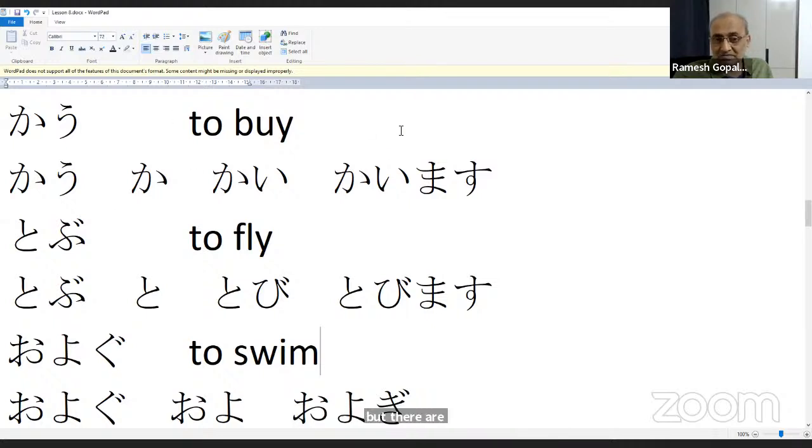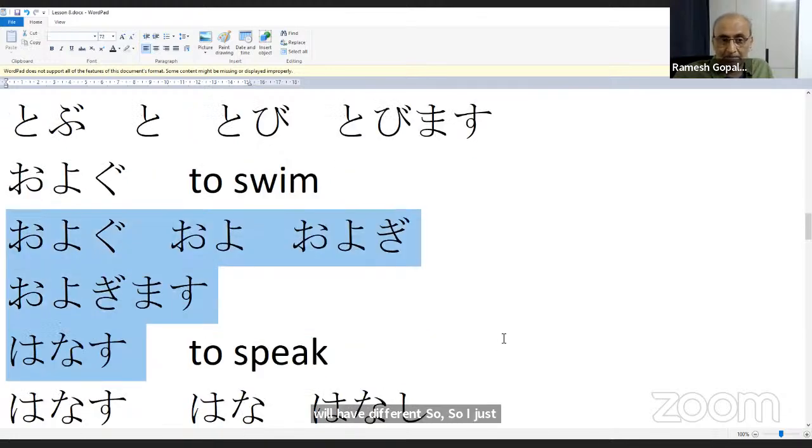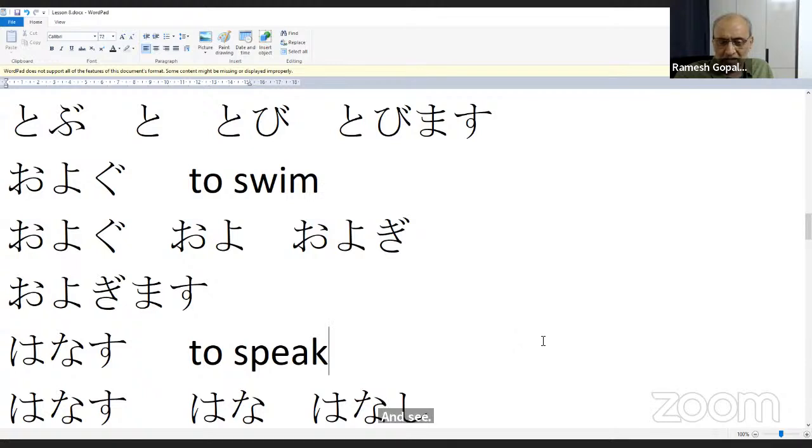So tobu means to fly. You can take it as fly first. Then oyogu is to swim. Oyogu, to swim. Yeah, tell me. Sensei, I have a doubt. I can understand a little, but how do we have to choose the sounds, the kana letters here, U, and you are adding the i sound?